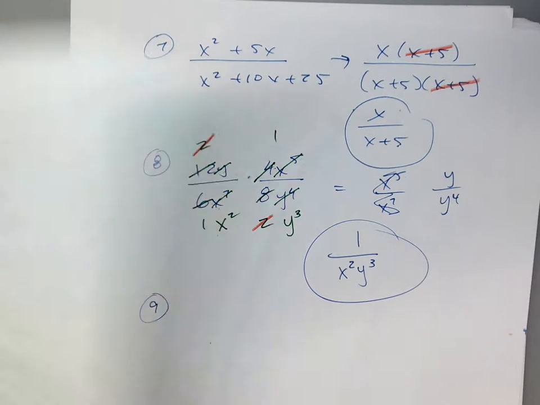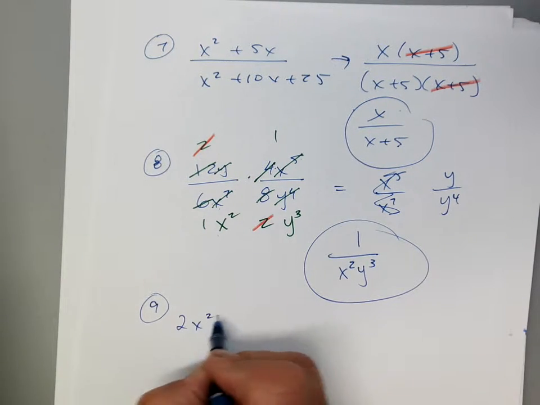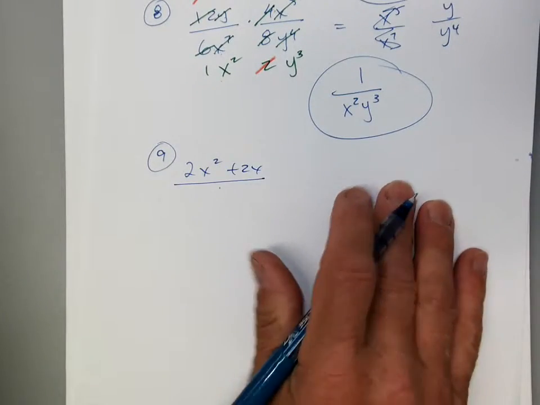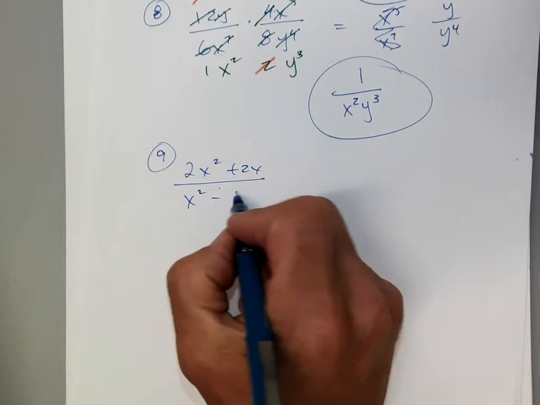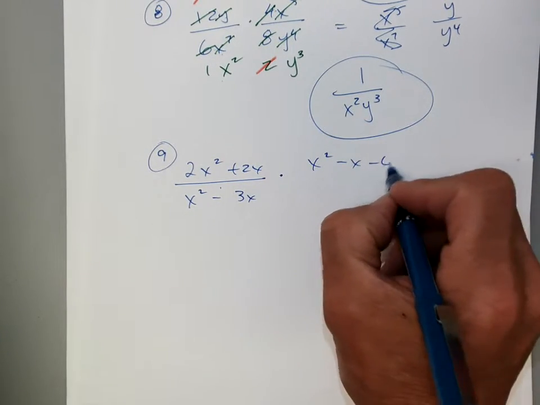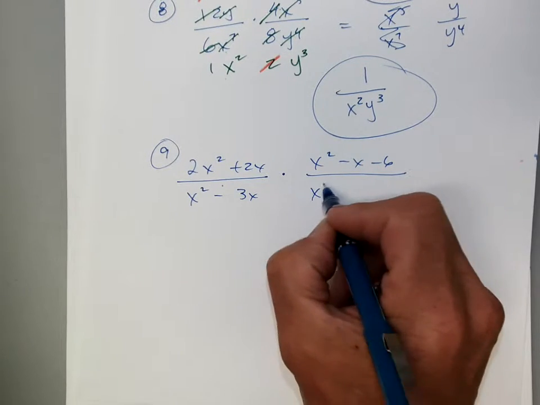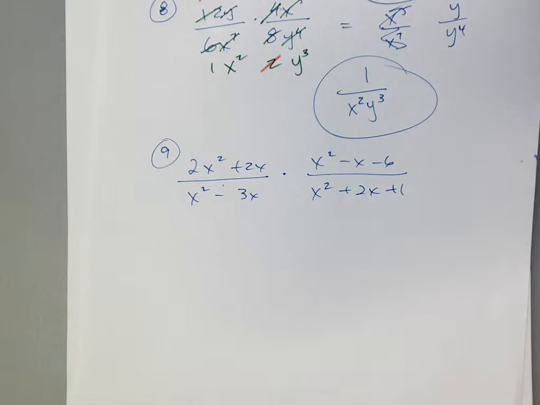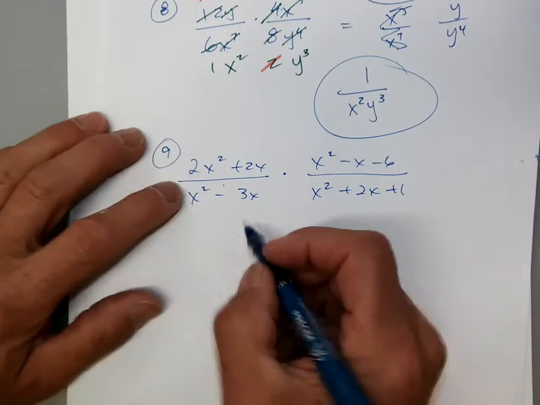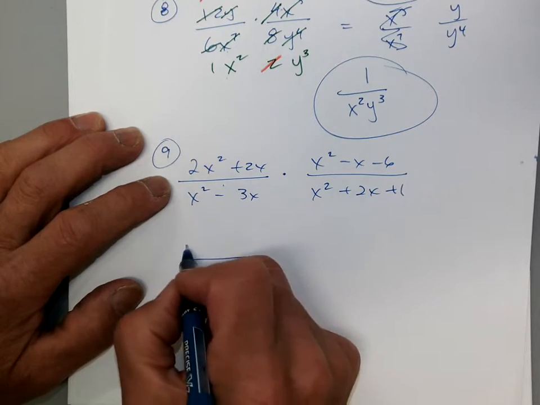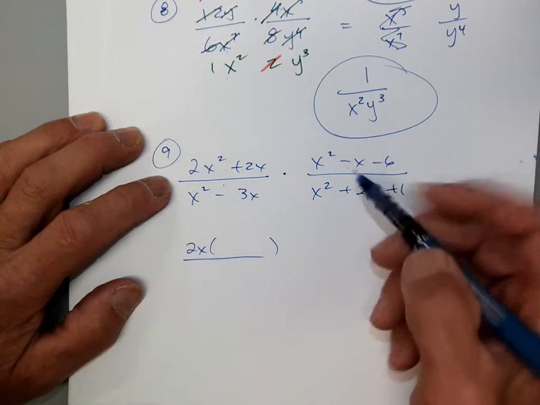Let's take a look at number 9. I've got 2x squared plus 2x over x squared minus 3x, times x squared minus x minus 6 over x squared plus 2x plus 1. Okay, now, factor. I'm going to common factor the first fraction. I'm going to take out a 2x, because that's what they have in common.